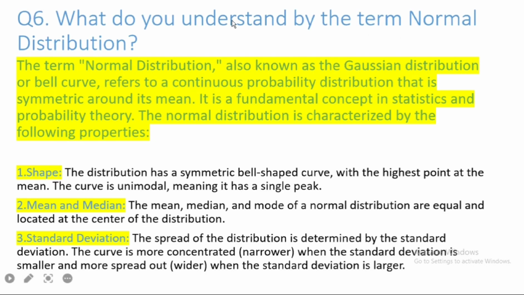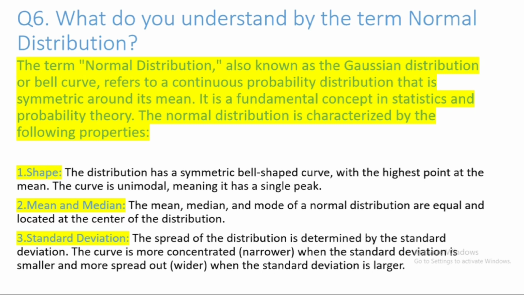What do you understand by the term normal distribution? The term normal distribution, also known as Gaussian distribution or bell curve, refers to a continuous probability distribution that is symmetric around its mean. It is a fundamental concept in statistics and probability theory. The normal distribution is characterized by the following properties.